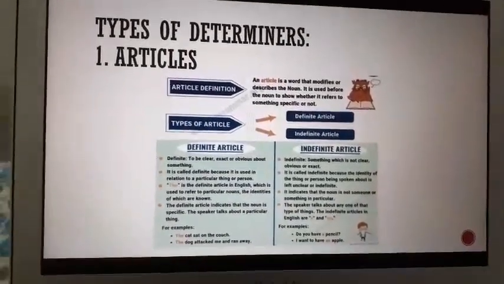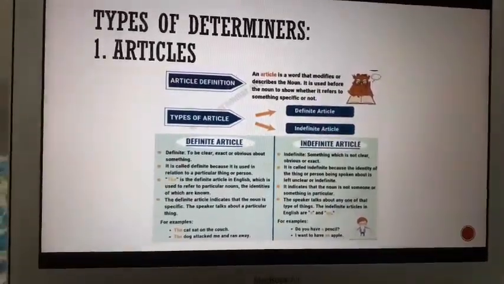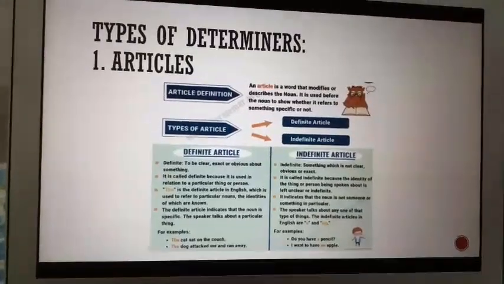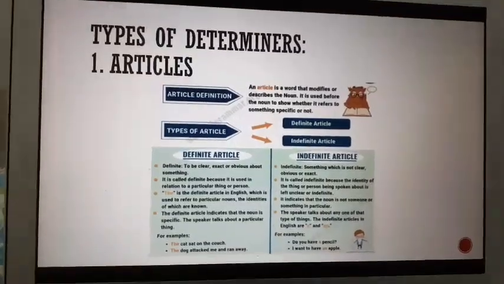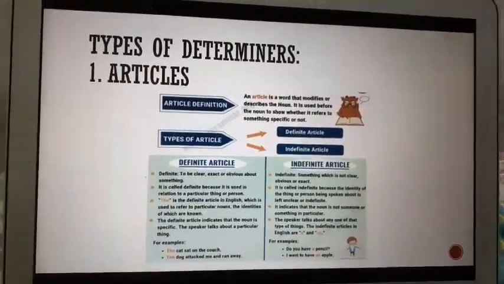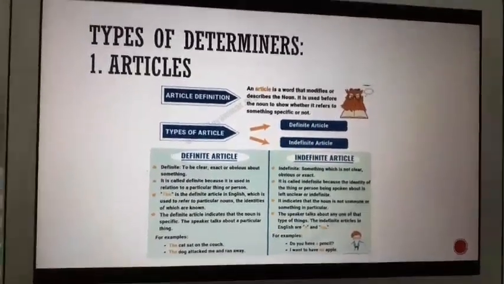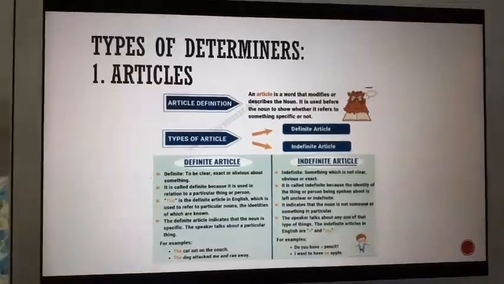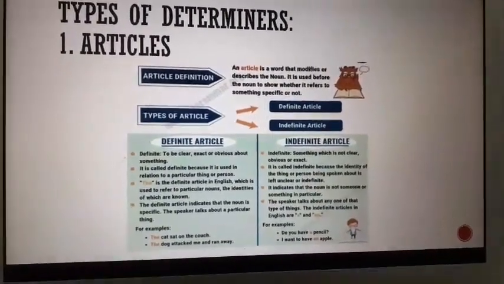Now, let's understand the definition of articles first. An article is a word that modifies or describes the noun. It is used before the noun to show whether it refers to something specific or not. So please remember, it is used to describe a noun first. Secondly, to understand whether it's talking about something specific or something in general, right? And that is how it is divided into definite and indefinite.